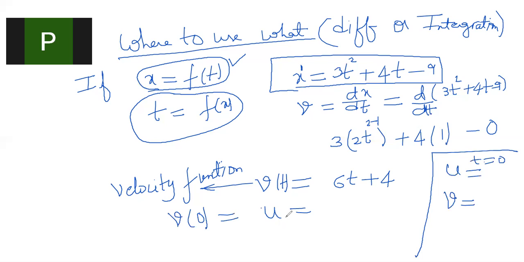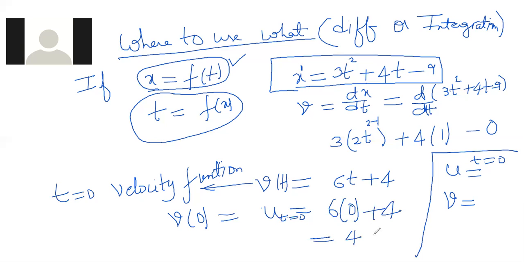Are you understanding? I did not understand this, sir. You are simply substituting t is equal to 0. You are putting t is equal to 0 in the v of t, so that becomes u. You put t is equal to 0 here. What will it become? 0 plus 4. What is the answer now? 4 meter per second. Understood now? What is this 4 meter per second? This is u, the initial velocity.